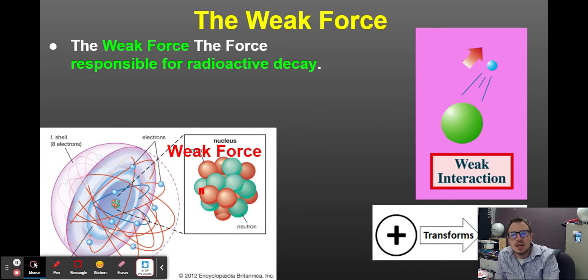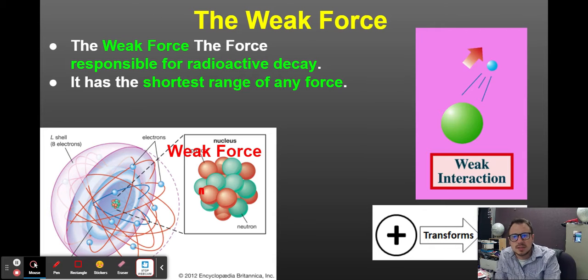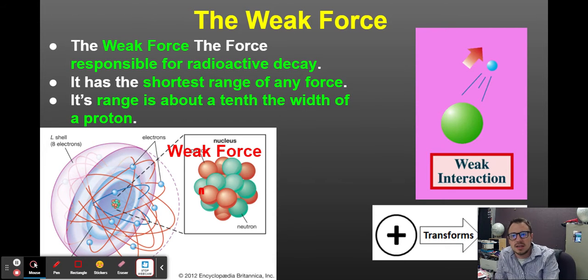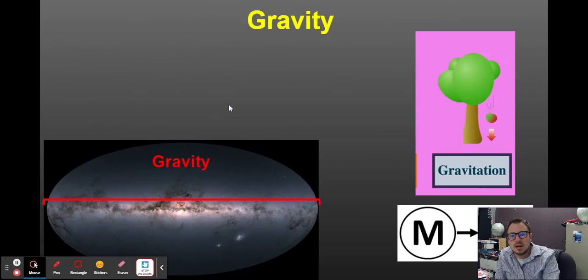Now, the weak force is responsible for radioactive decay. It has the shortest range of any force. Its range is about a tenth of the width of a proton. So the strong force holds these protons and neutrons together. If I zoom in and look at a proton, that weak force only goes about a tenth the width of a proton. So very, very small range.